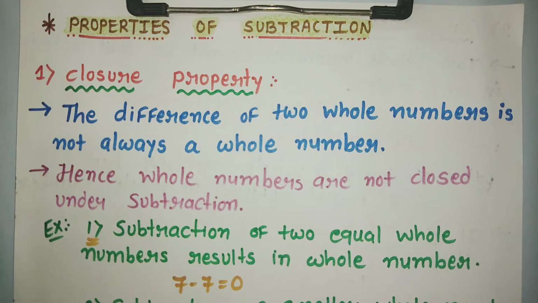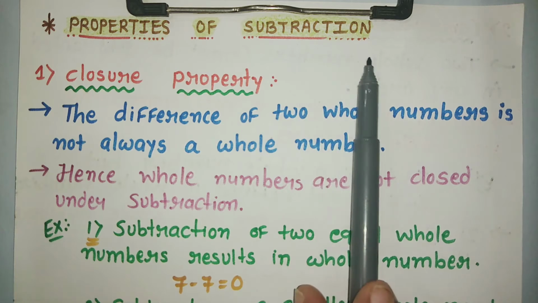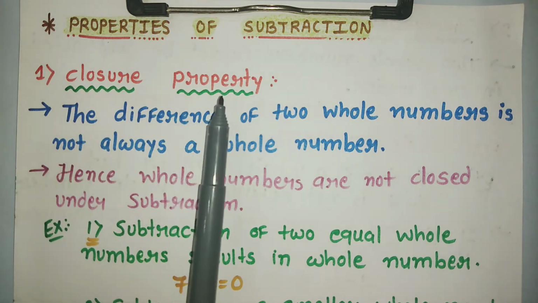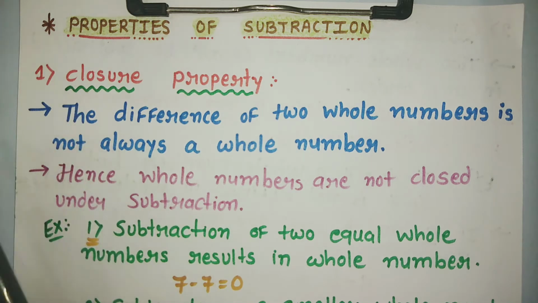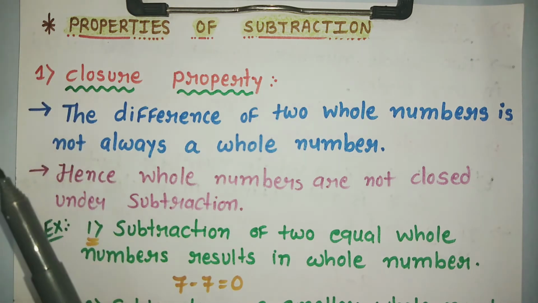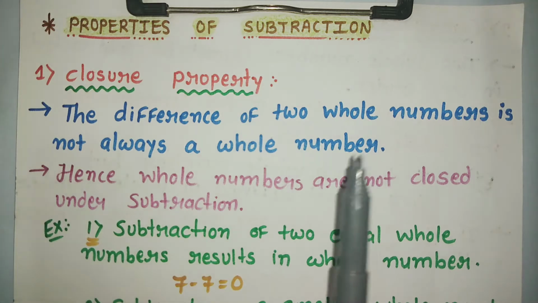Earlier we have seen the properties of addition. The next is properties of subtraction. First one is a closure property. We have seen the closure property in the addition also. So what was that? If I add two whole numbers, my answer will always be a whole number.